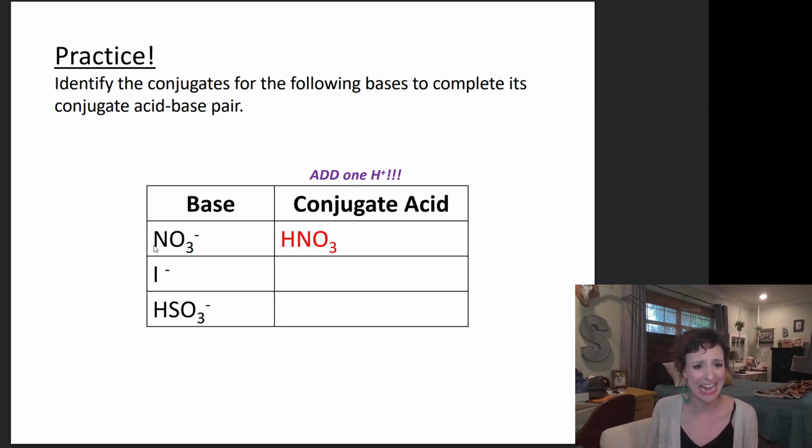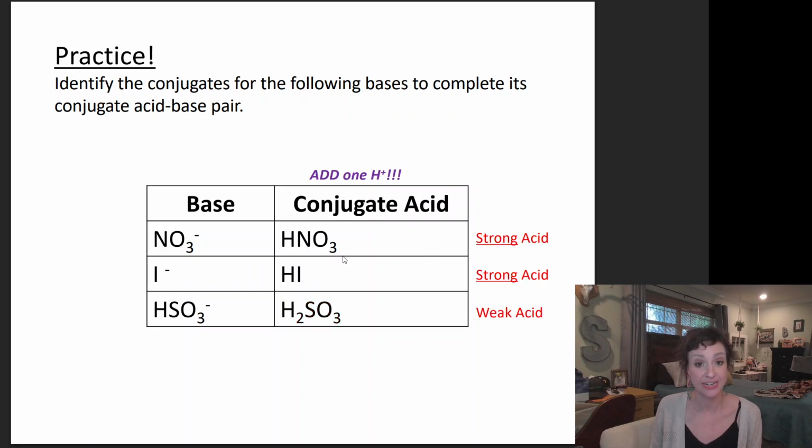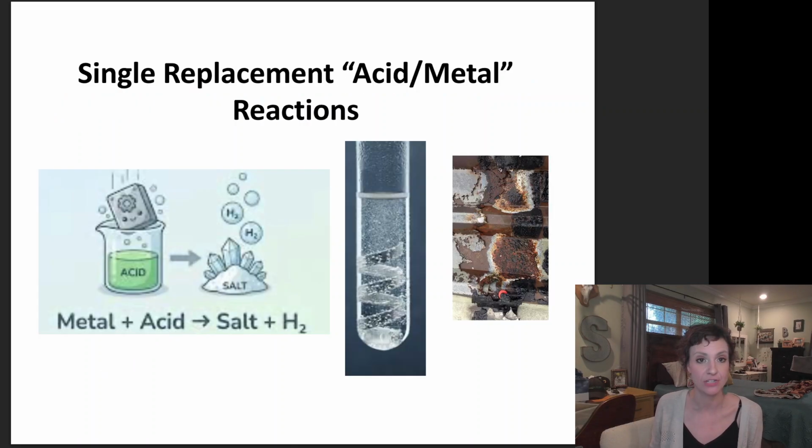Okay, here I have the iodide ion. If I give it a proton, it turns into hydroiodic acid. And then finally right here, I have HSO3 minus. We'll give it a hydrogen ion, and now it's H2SO3 with a neutral charge. I can look at all of these acids and identify whether they're strong or weak. Nitric acid and hydroiodic acid are both strong, and sulfurous acid is a weak acid. So the original bases of my strong acids were weak, and the original base of my weak acid that I produced as a conjugate was strong, which is super fun.